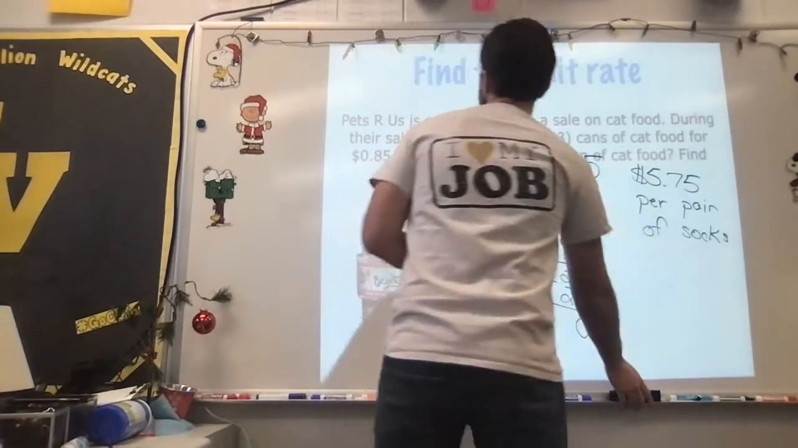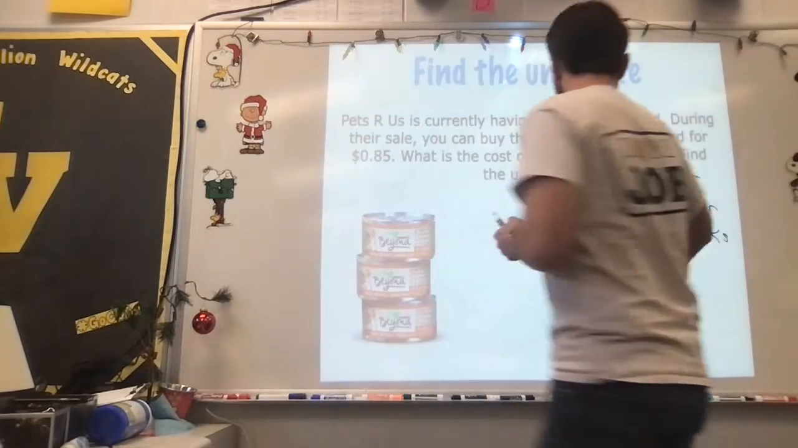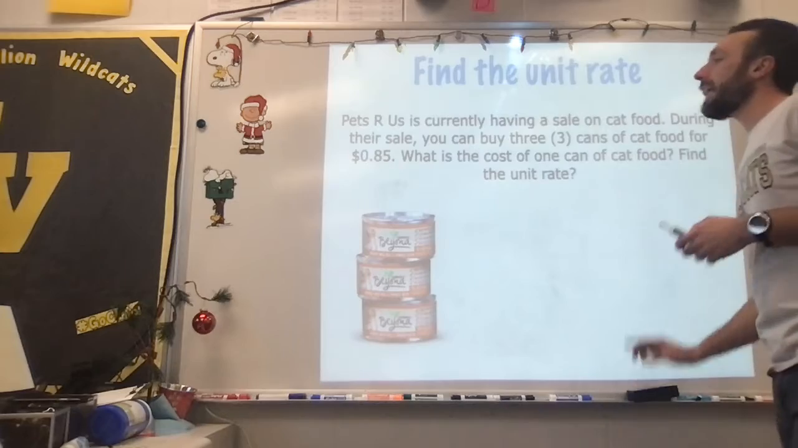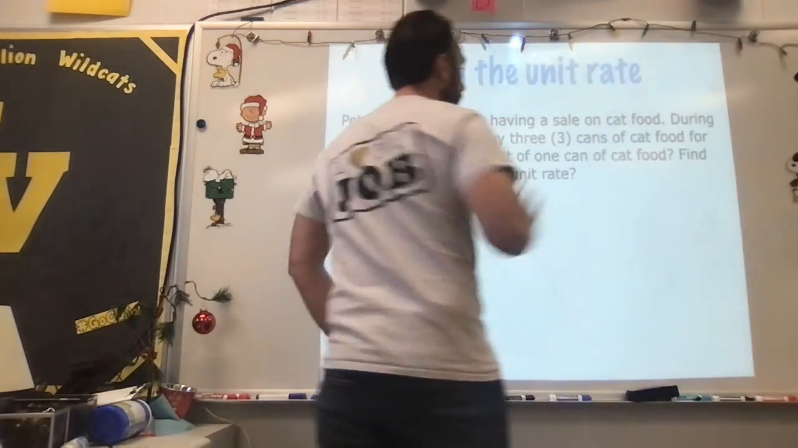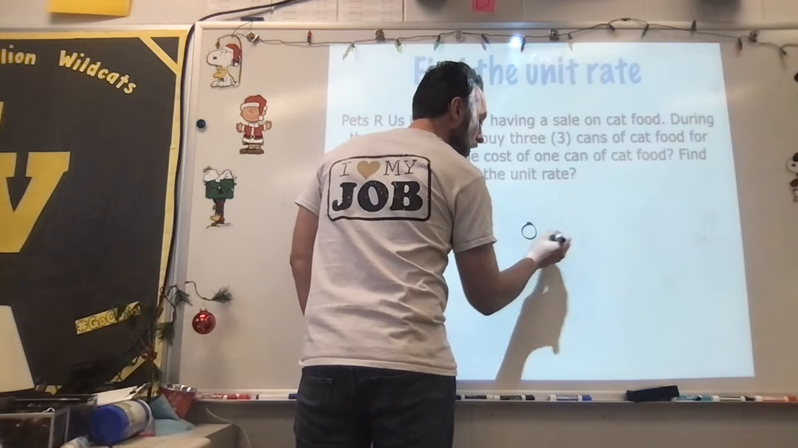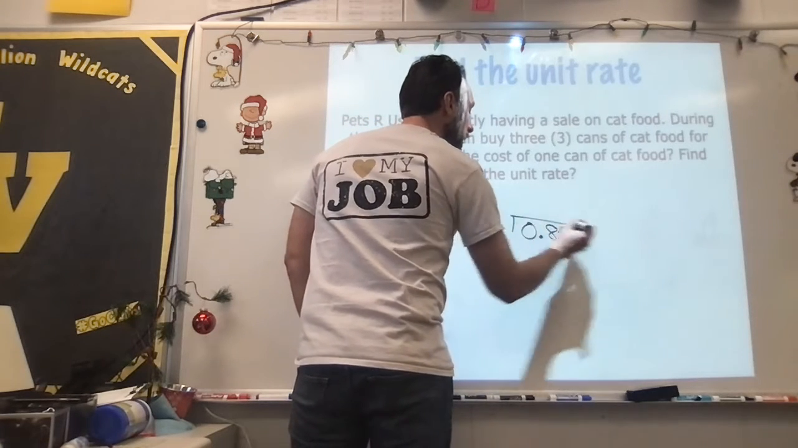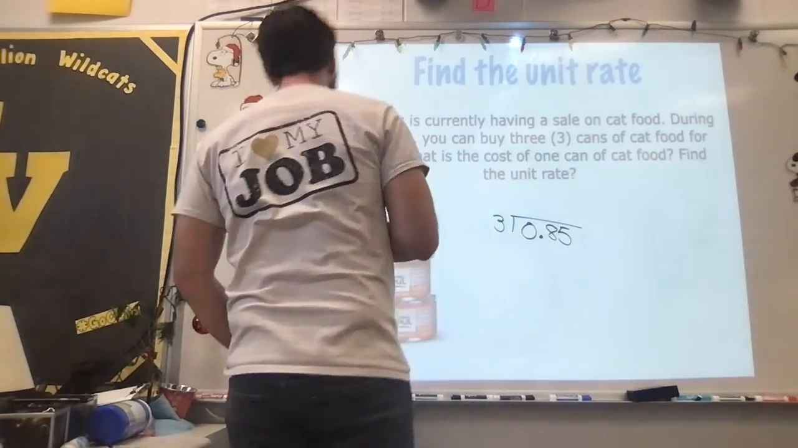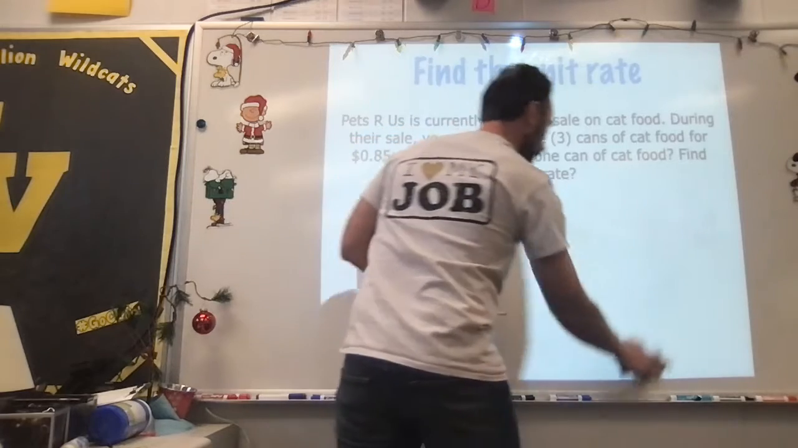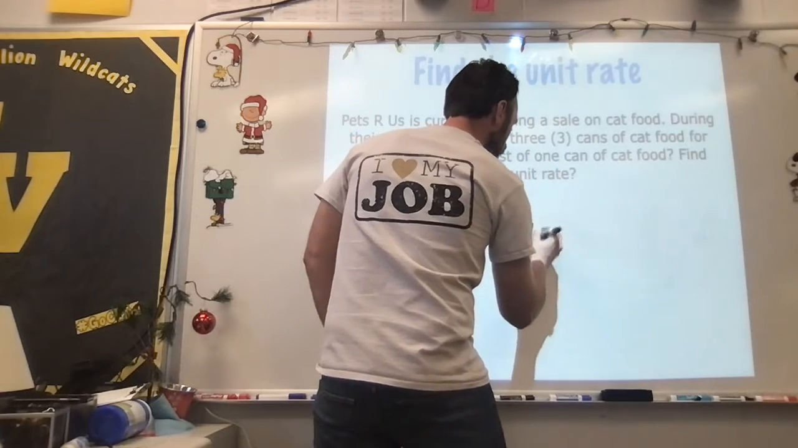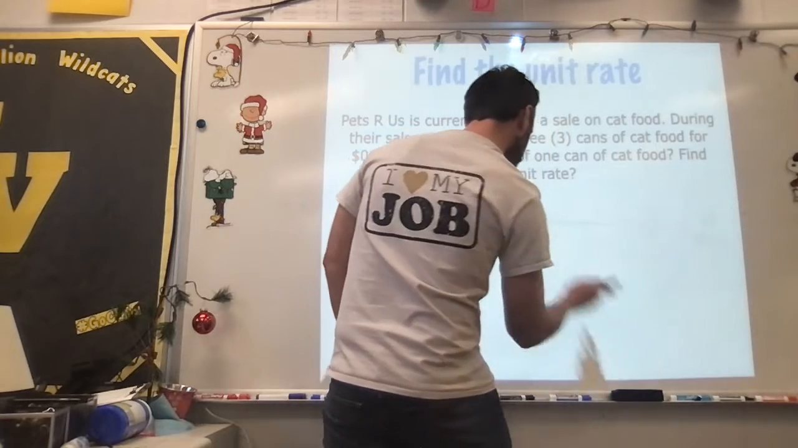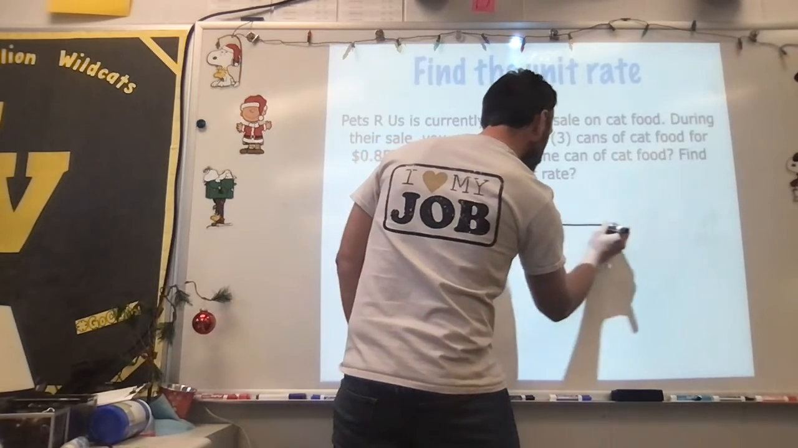Okay, Pets R Us is currently having a sale on their cat food. During their sale, you can buy 3 cans for 85 cents. What is the cost of 1 can of cat food? Find the unit rate. So we take the price, which is 85 cents, and we are going to divide that by the quantity. I did not write that very neatly, so let's write that again. I even have grid lines. Why am I not using the grid lines? There we go.